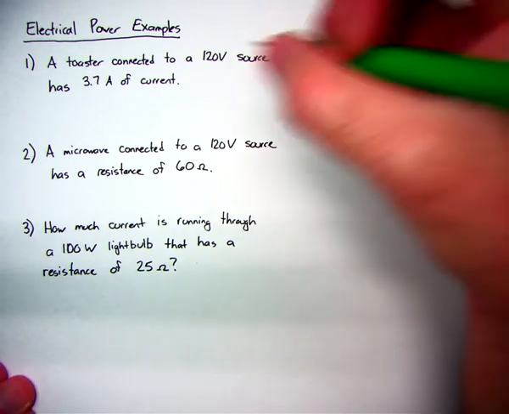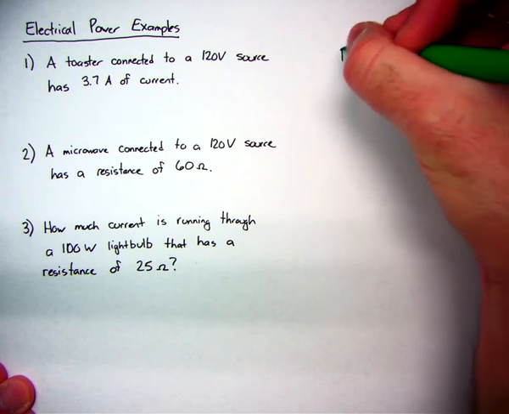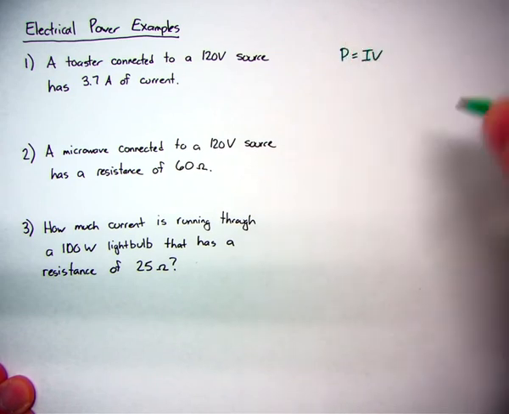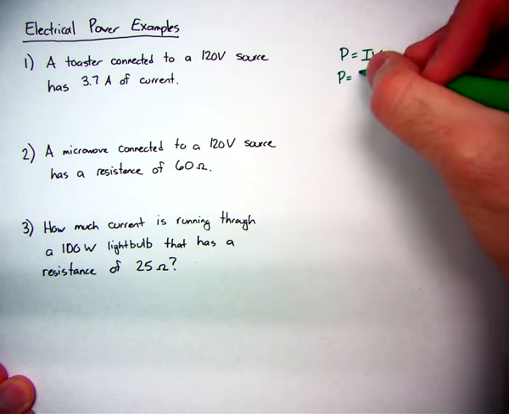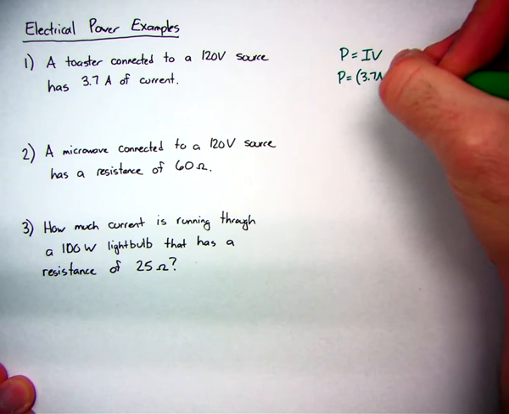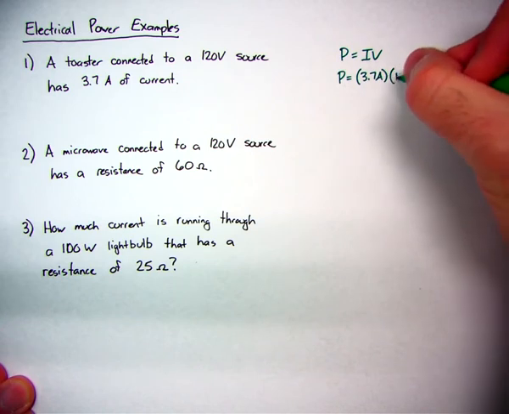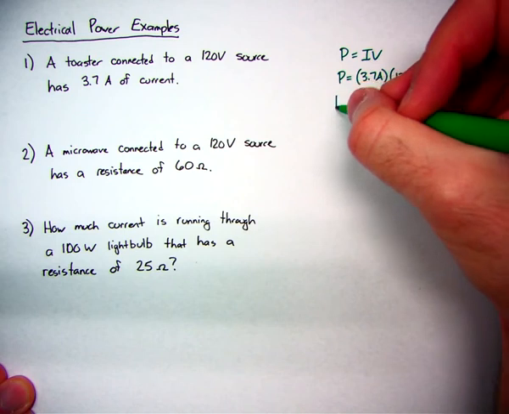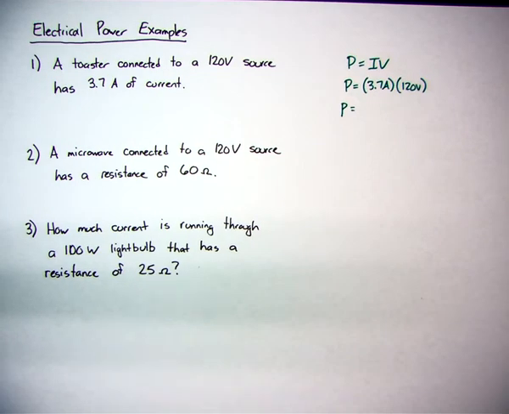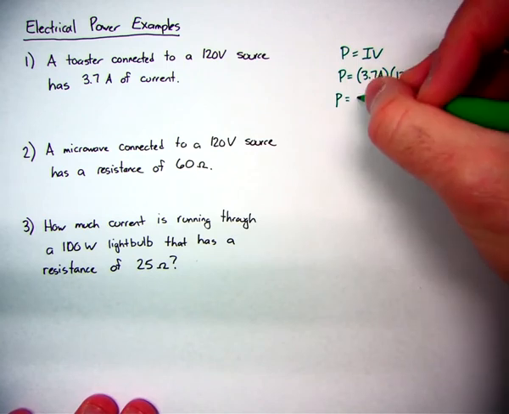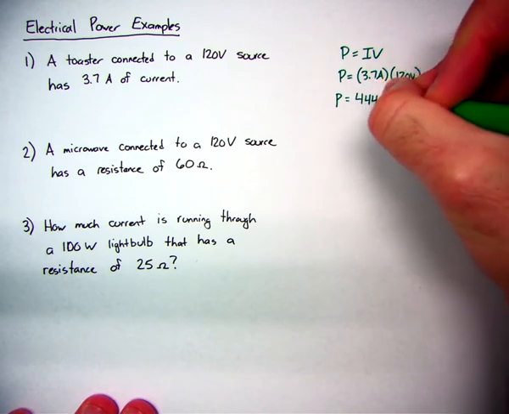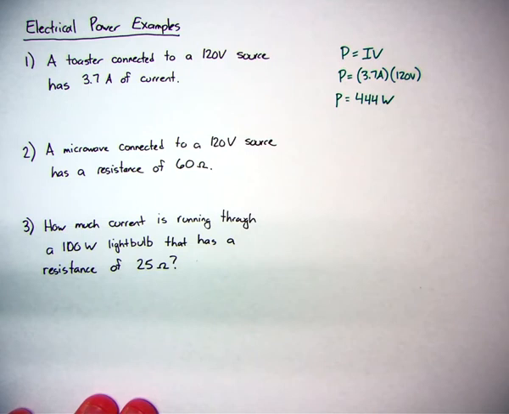Since I know the voltage and I know the current, I know P equals IV. So I can just plug in what we have: a current of 3.7 amps and a voltage of 120 volts, and calculate that directly. I multiply 3.7 times 120 and I get 444 watts. That's the amount of power we have here, so 444 watts is our answer to number one.